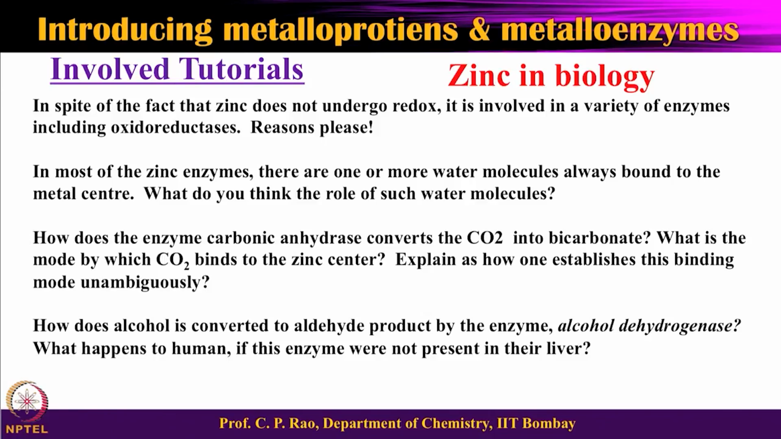How does the enzyme carbonic anhydrase convert CO2 into bicarbonate? Obviously, to convert CO2 into bicarbonate, you have to add one more OH minus. So, this clue has come already. What is the mode by which it binds to the zinc center, and explain how one establishes this binding mode unambiguously. Let us say, for example, carbonic anhydrase, now the CO2 comes. Either CO2 has to bind to the zinc center, or it has to be in close proximity so that the zinc center can do some kind of a reaction.